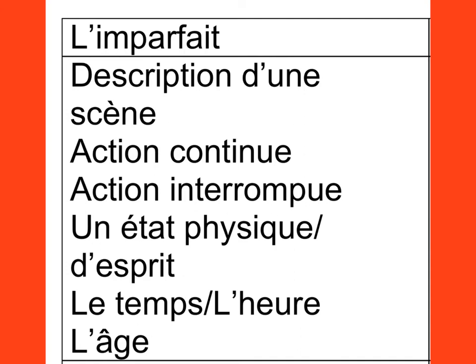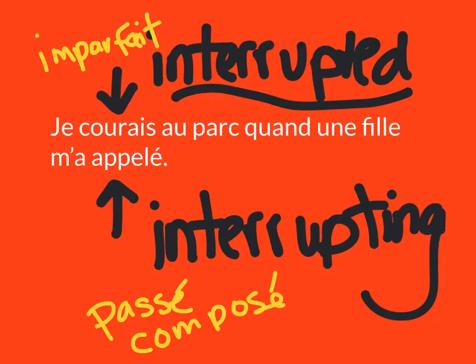Another way that we use the imparfait is for an interrupted action, an action that's going on when something else occurs and interrupts it. Now this gets a little bit tricky because a lot of times we use the passé composé, in fact, almost always, to interrupt this action. Let's look at a sentence. So, je courais au parc quand une fille m'a appelé. So you see that we have an imparfait and a passé composé. Look at the sentence and see if you can understand why and what's going on.